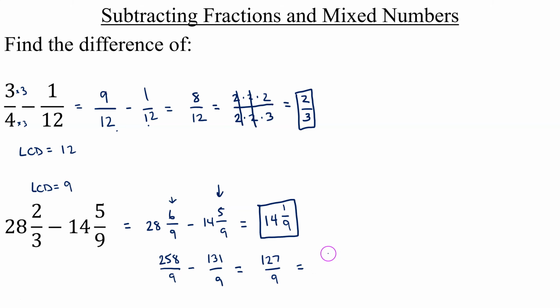9 goes into 127 14 times with 1 left over, so 14 and 1/9. And you'll see we get to the same place, which we should, because we're subtracting the same two mixed numbers. It's just two different methods.